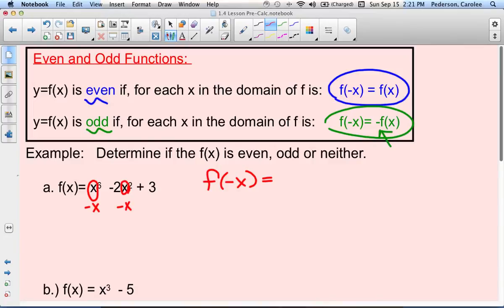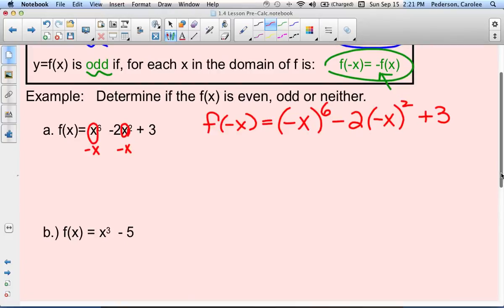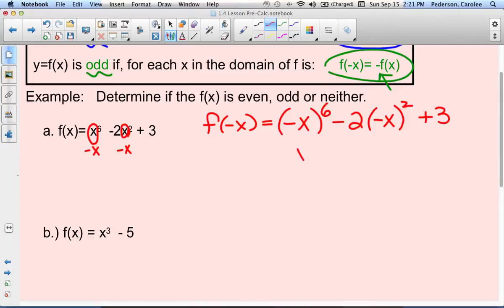So what it looks like is negative x raised to the 6th minus 2, replace the x with a negative x, and that is squared, and then plus 3. Now we need to simplify that right side. Negative x raised to the 6th is a positive x to the 6th, because a negative times a negative times a negative times a negative times a negative times a negative would turn that to a positive x to the 6th power. And we have minus 2, and now we need to work inside that parentheses. Negative x times negative x is a positive x squared, and then plus 3.